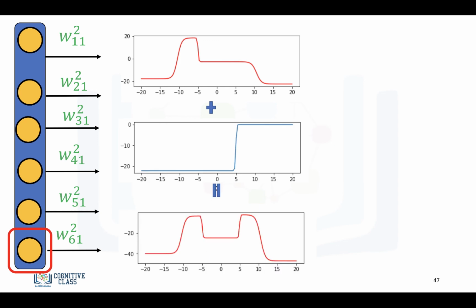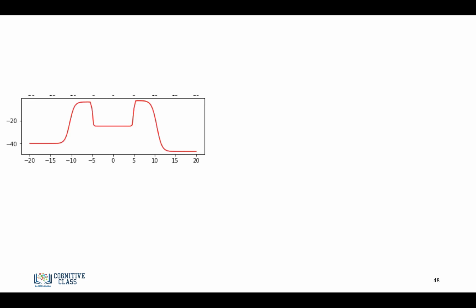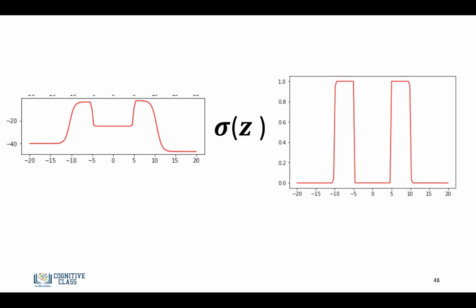So I thought I made a coding mistake, because our output looks like this. But when we apply the final nonlinear sigmoid function, we get the correct output. And that's it. A neural network is just building a function out of simpler functions.